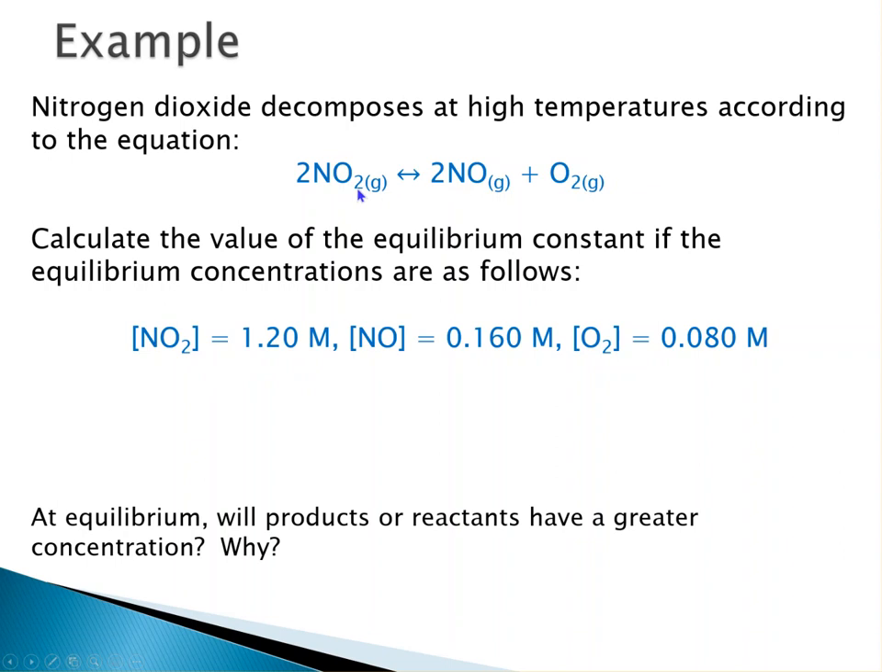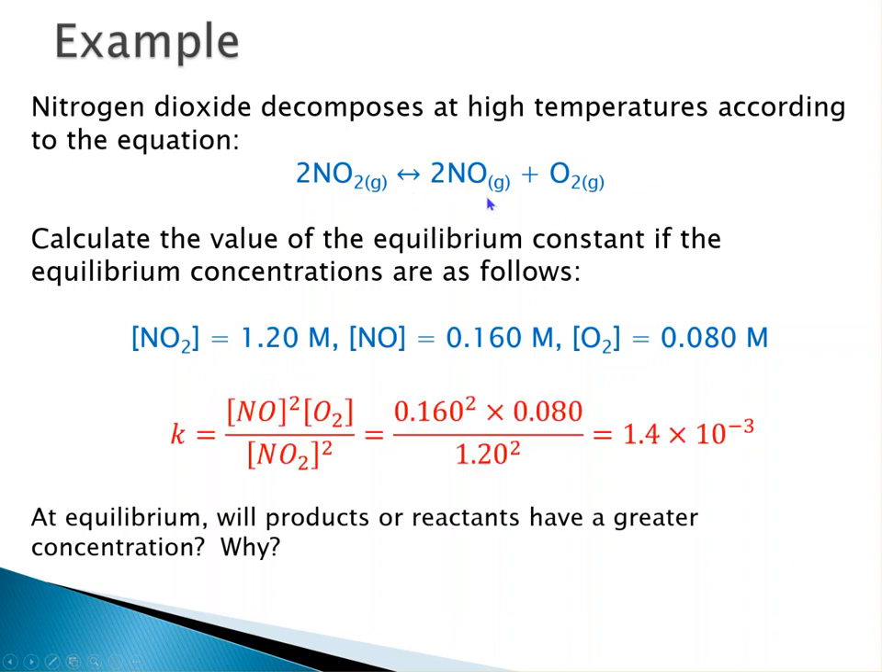First thing we need is to write the K equation. It'll be NO squared times O2 over NO2 squared. We're given the values for each of those things. Plug the values into the equation you made and solve. Now, 1.4 times 10 to the minus 3 is 0.0014. That's less than 1. So that means we will have more reactants. And the reason why? Because the value is less than 1.